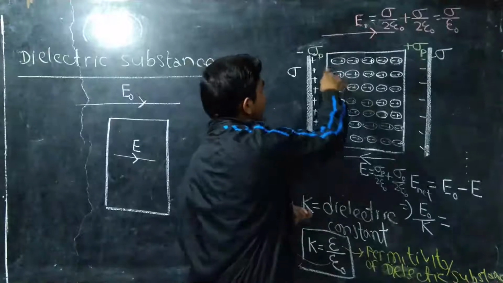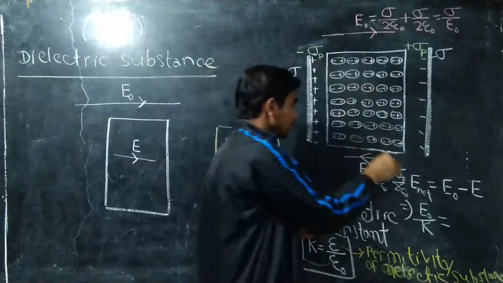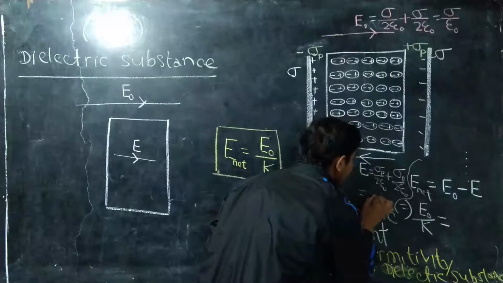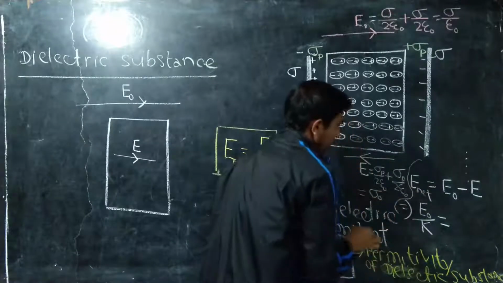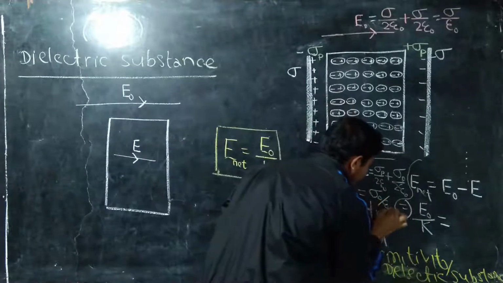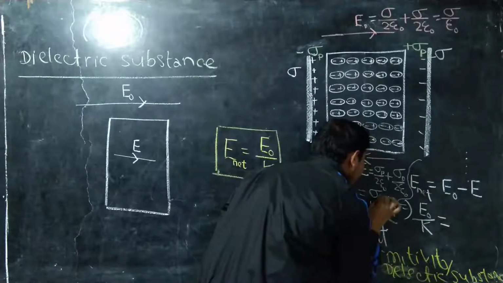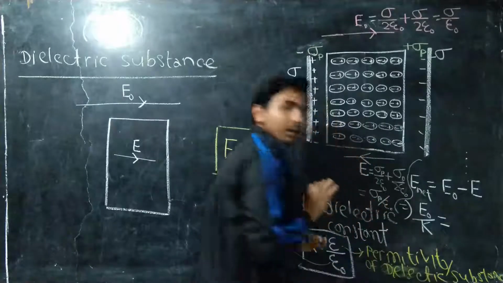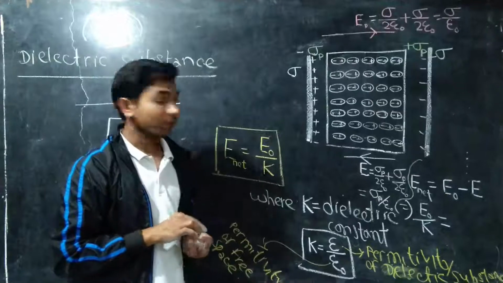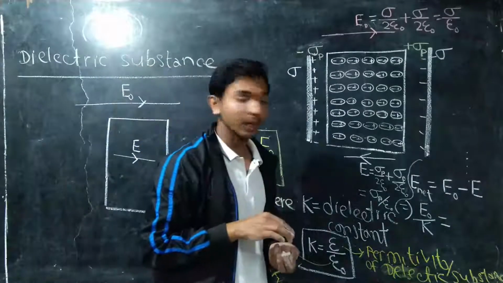See now, surface charge density is how much? Sigma p, right? So this value will also come how much? Sigma p by epsilon 0, right? I hope everything is clear to you, right?